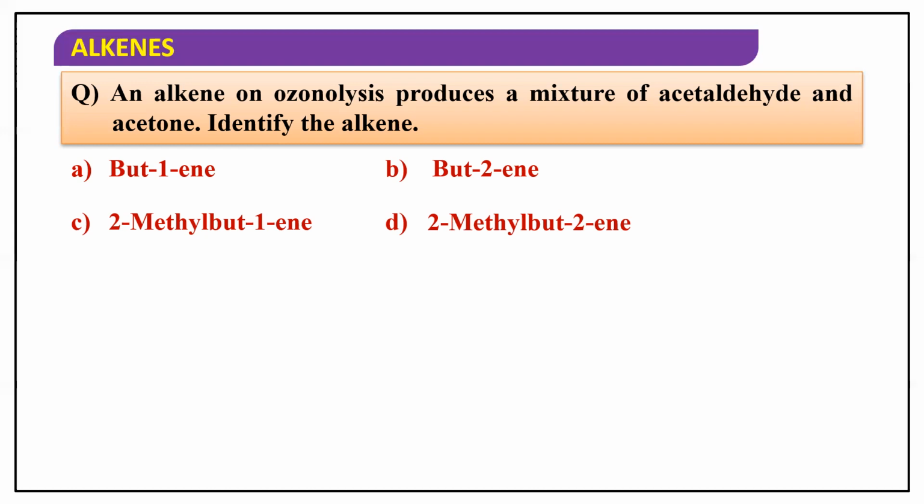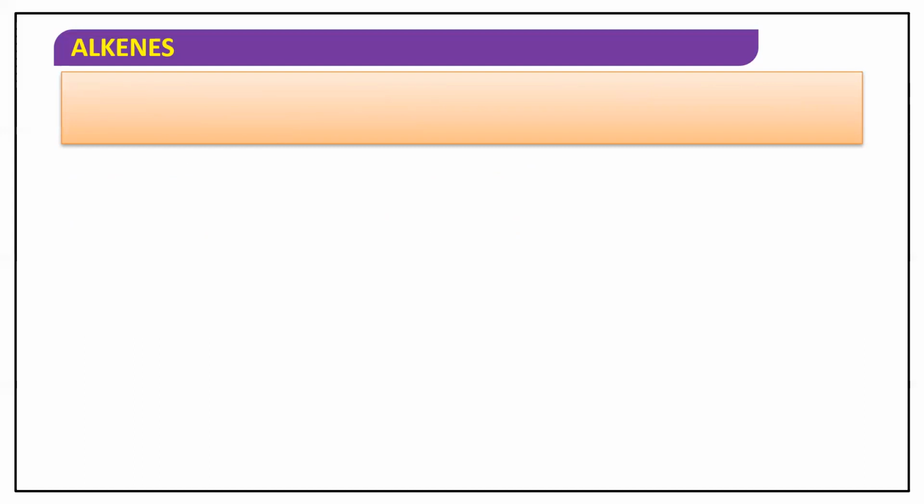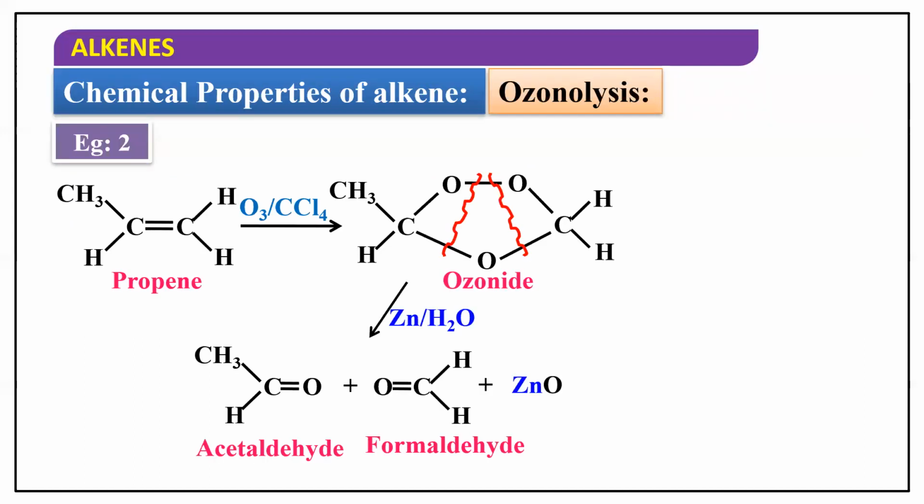If you want a reference, I will show this slide so that you have a reference reaction. In this reaction, acetaldehyde is already there as one product. You need to add one more product, which is acetone, and then go in the reverse direction to find out the starting compound.